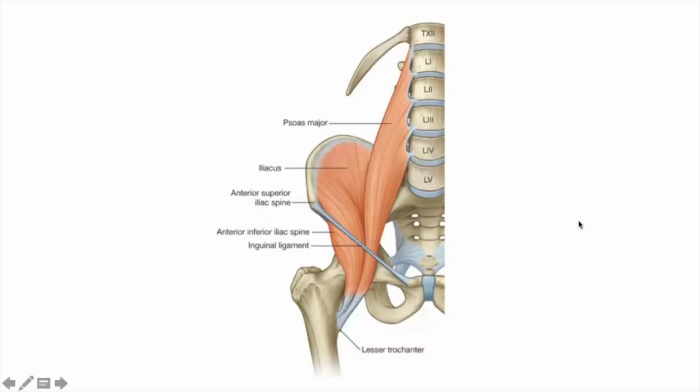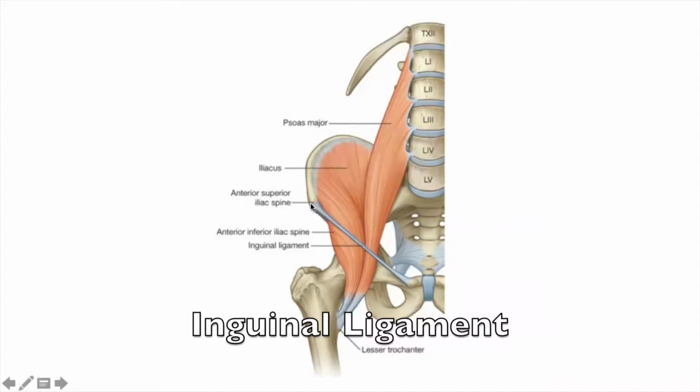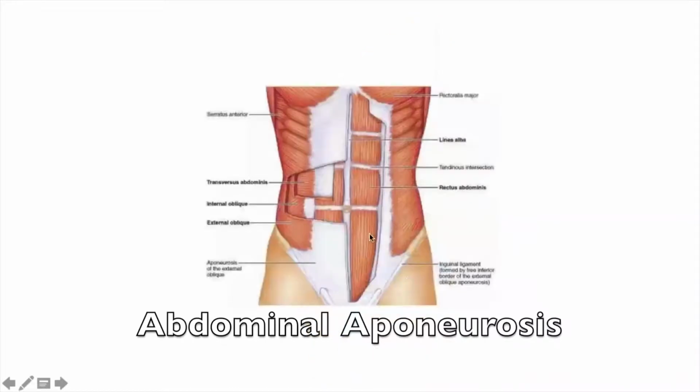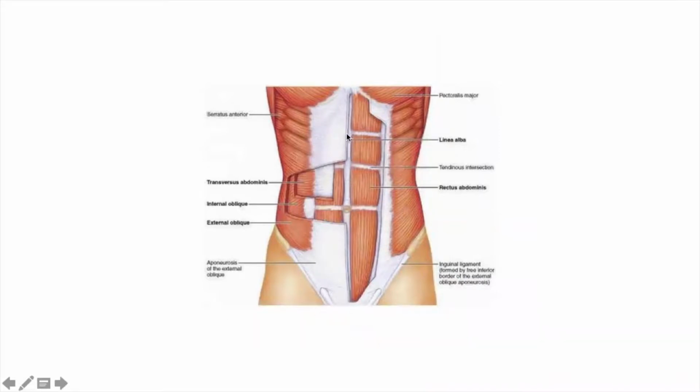So first of all, we have the inguinal ligament, and that's the ligament from the anterior superior iliac spine down here to the pubis. So it's this right here. Next, we have the abdominal aponeurosis, and that's this white sheath here. It's kind of cut up into pieces, but it's this white layer on the top. The linea alba is this white line that separates the rectus abdominis.